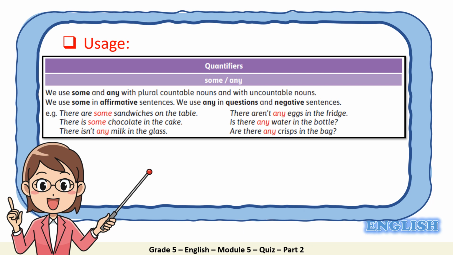As you can see in this table, we use some and any with plural countable nouns and with uncountable nouns. We use some in affirmative sentences, and we use any in questions and in negative sentences. Take a look at these examples.